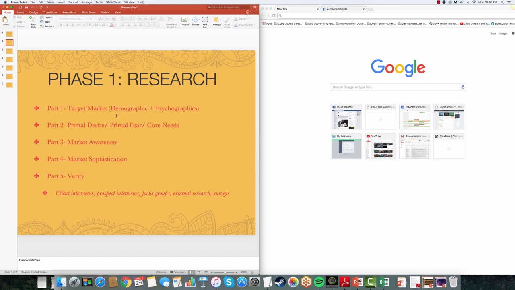Now, there's two ways to figure out who your target market is so you can start doing research on them. The first one, ideally, if you're working with clients, is you get their ideal client, or their ideal customer, from your client. So what you do is approach your client and ask them questions related to their best customers. Now, if you're dealing with someone who hasn't had any customers, then obviously you're not going to be able to do this. You'll have to skip to the second part.